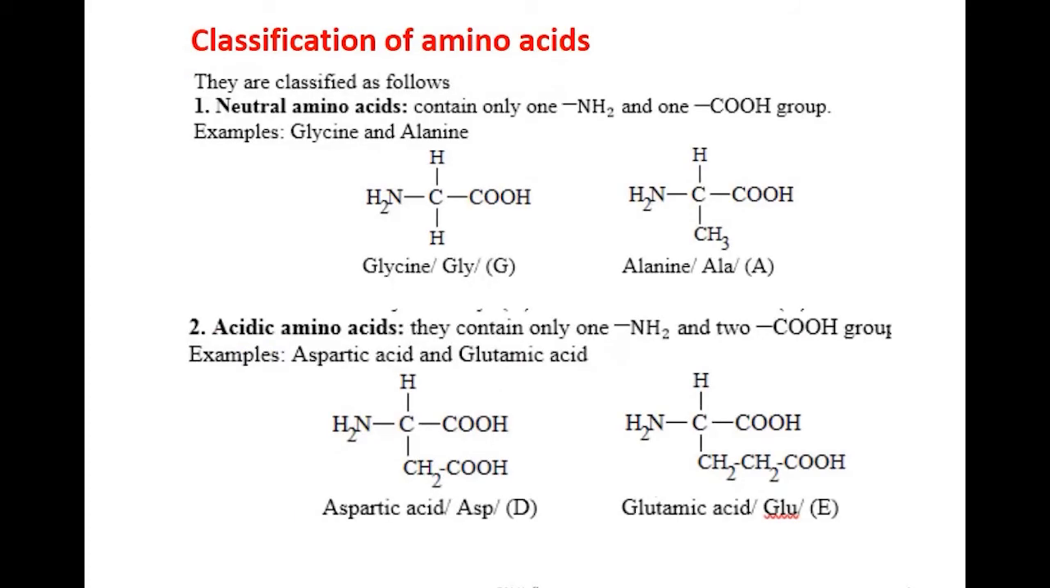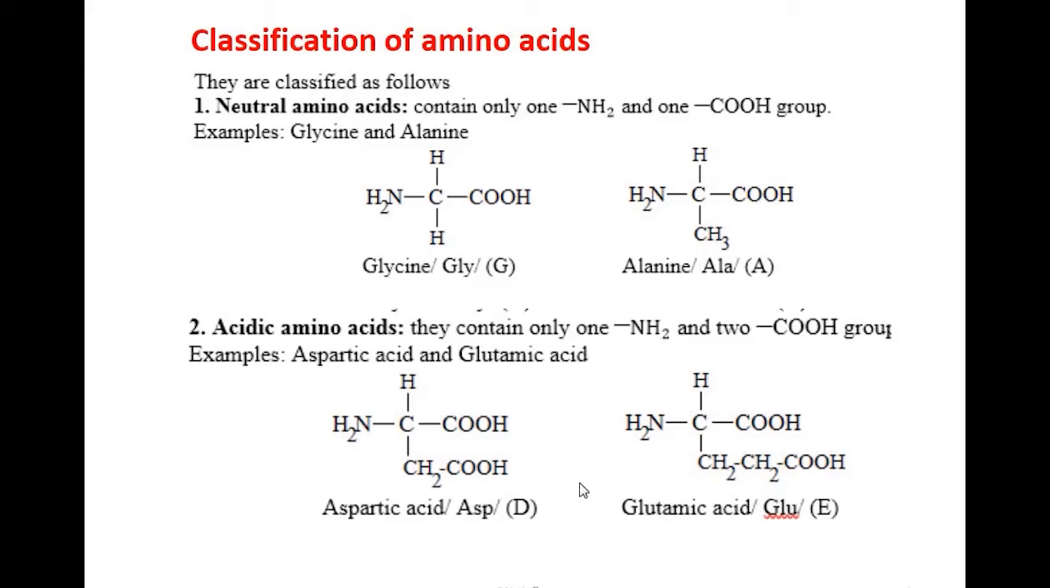Let's quickly see the classification of amino acids. They are classified as neutral amino acids, acidic amino acids, basic amino acids, and essential and non-essential amino acids. Neutral amino acids usually have only one amino group and one COOH group in their molecule. Examples could be glycine and alanine. Glycine is CH2, NH2, COOH, and alanine is CH, CH3, NH2, COOH.